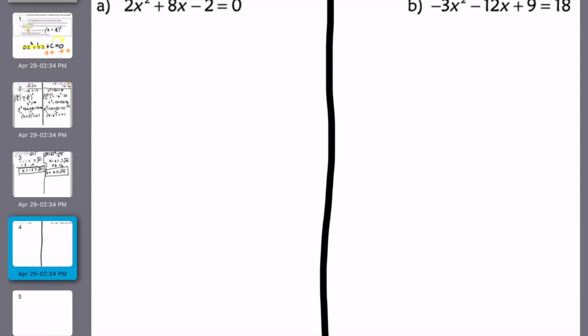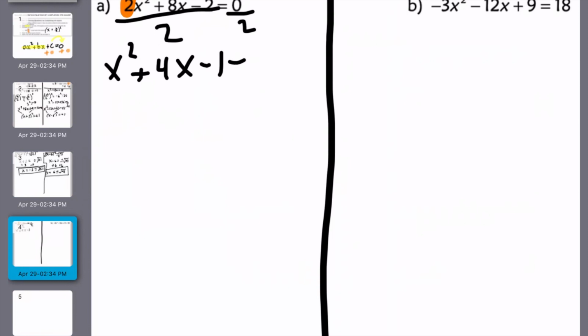I have 2x squared plus 8x minus 2 equals 0. In this case, I need to change my leading term of 2 to become a 1. I can look on my left-hand side and I see that everything is divisible by 2. So what I'm going to do is divide the whole left side by 2 and the right side by 2. So 2x squared divided by 2 just gives me x squared. 8x divided by 2 gives me 4x. And negative 2 divided by 2 is negative 1, or minus 1. And 0 divided by 2 is still 0.